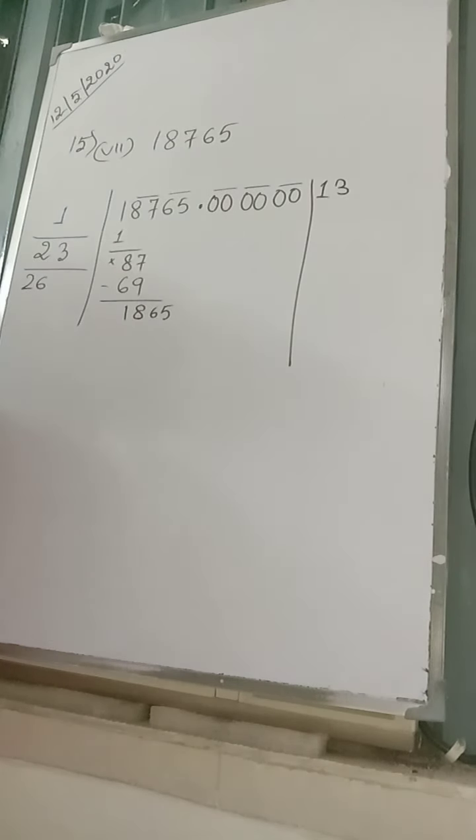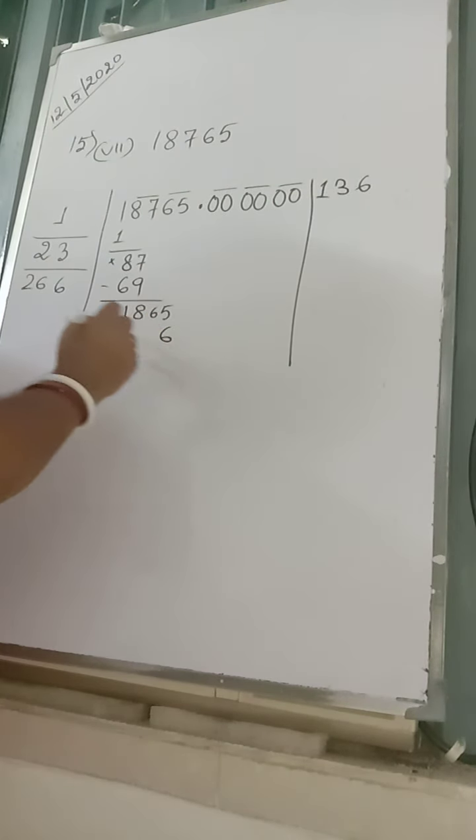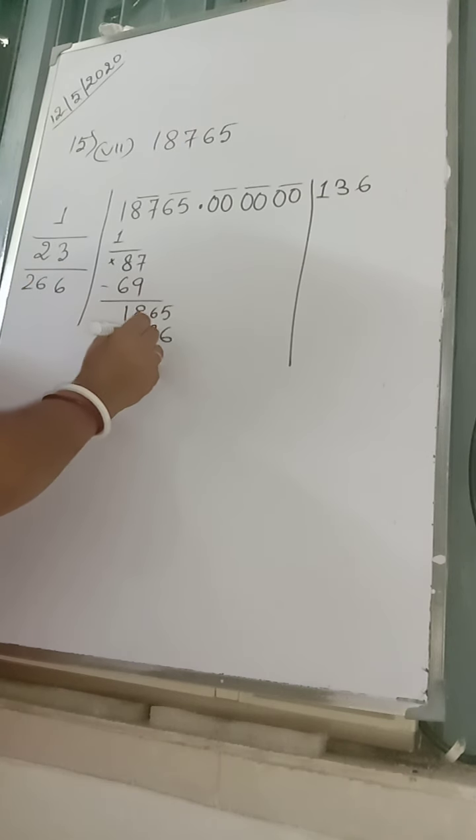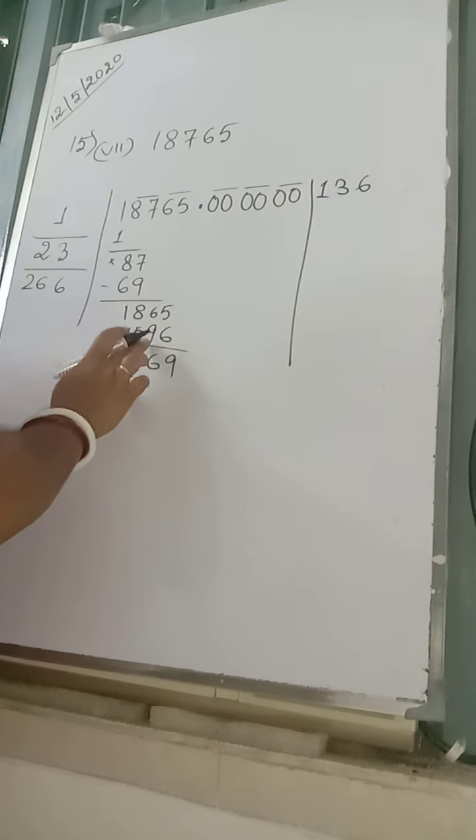2 9's are 18. 7 6, 42. 7 2's are 14. 7 7's are 49. 49, 42 and 46. 69 is coming more. So we'll have to place 6. 6 6's are 36 and 3 is 39. 6 2's are 12 and 3 is 15. 9 6 15. 15 6 9. 15 9 6. Okay.